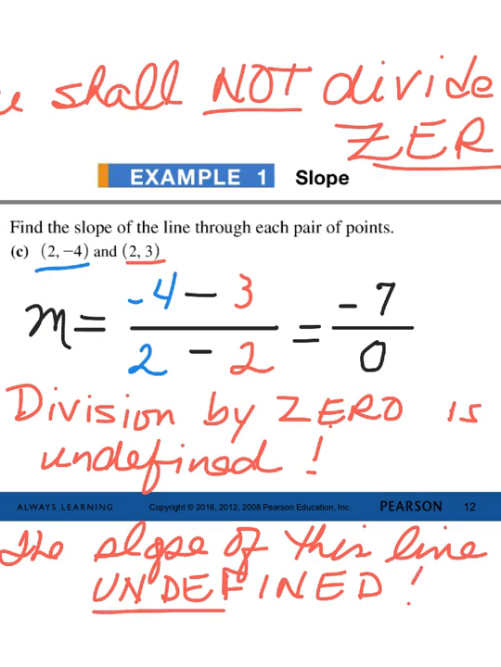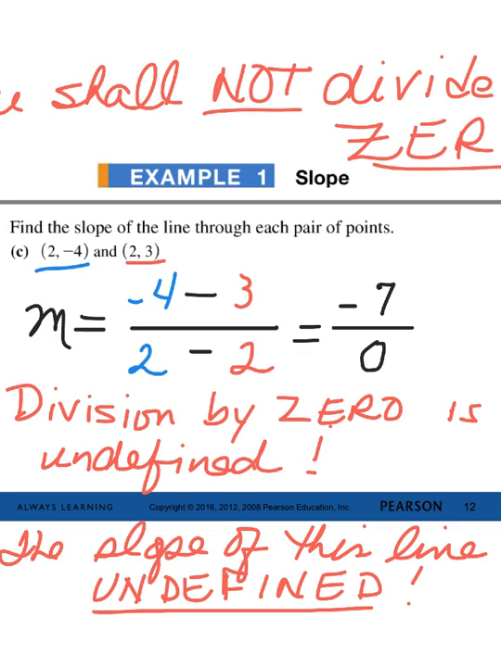And we always use the word undefined. You may have heard that called no slope at some point in your mathematics career, but that is not an appropriate word to use. The proper word is, when you have a 0 in the denominator of your slope, you say that the slope is undefined.